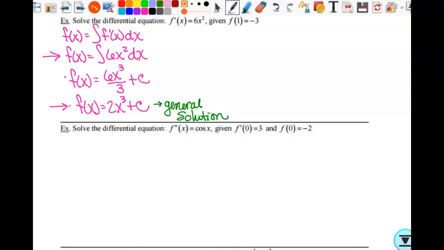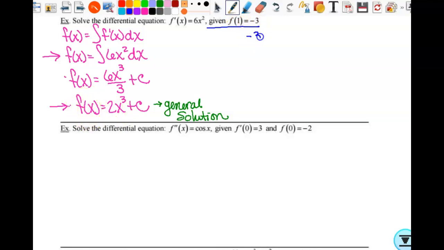It's not very specific because we don't know what c is. Up until now, we haven't had enough information to figure out c, but they did tell me here that I'm given f of 1 equals negative 3. So since f of 1 equals negative 3, then I can substitute in. What do I substitute in for x? 1 or negative 3? 1, because x is 1, f of x would be negative 3.